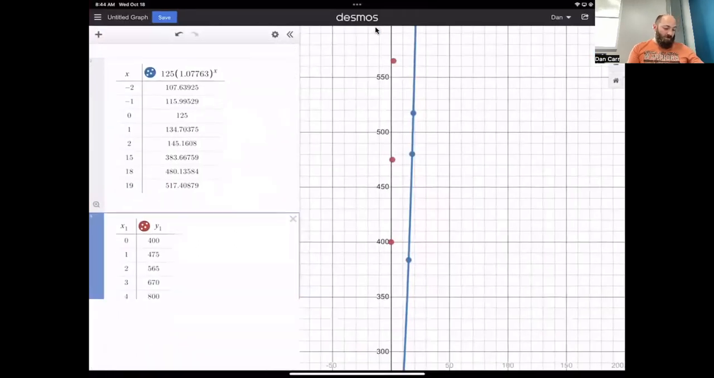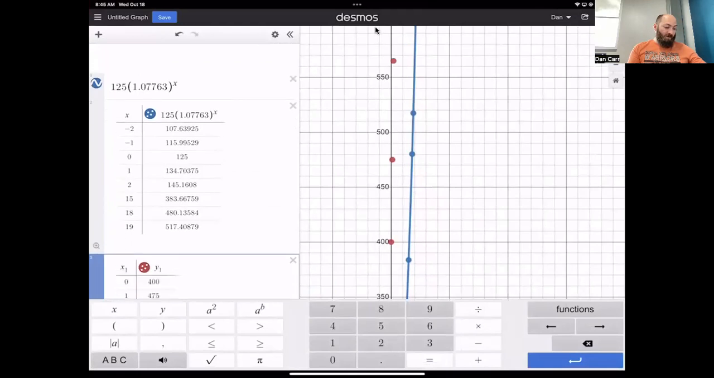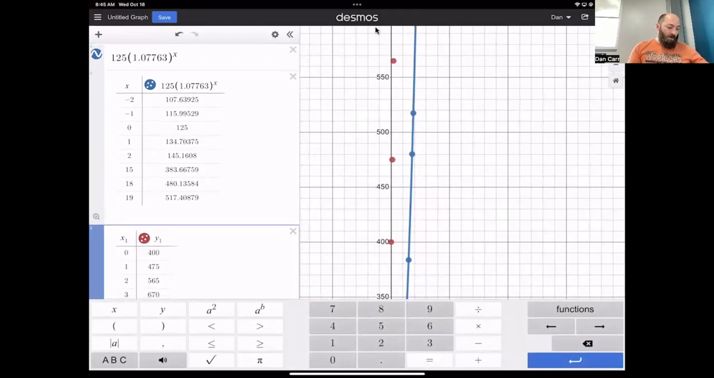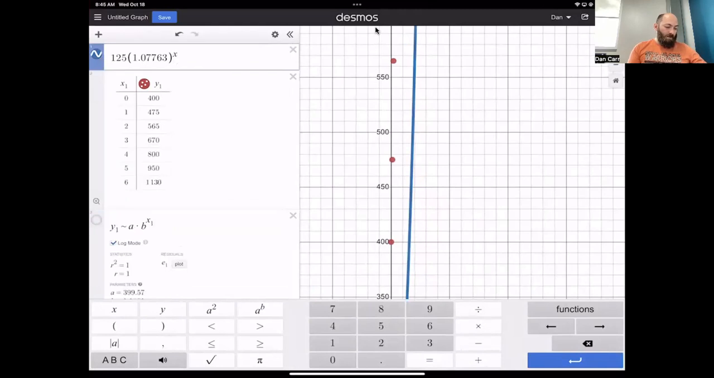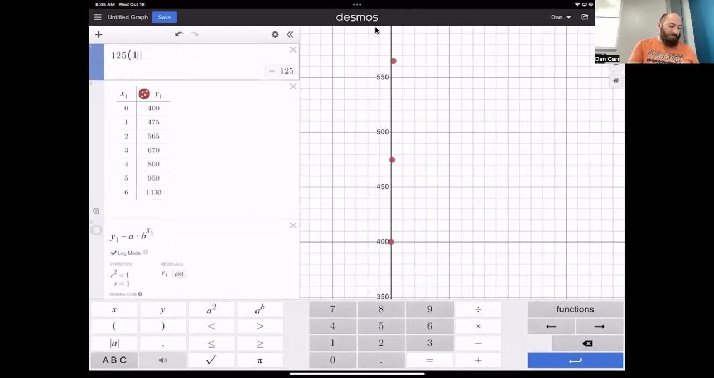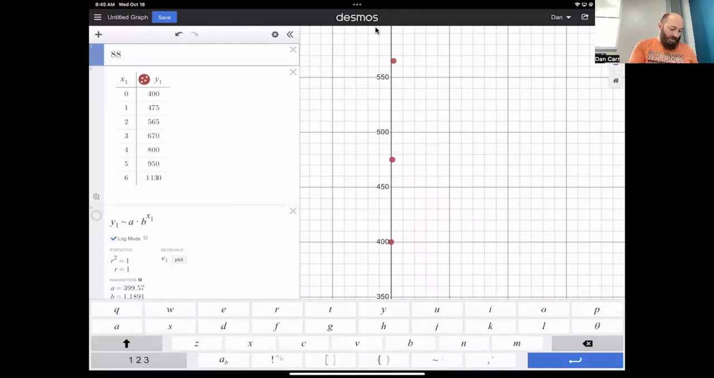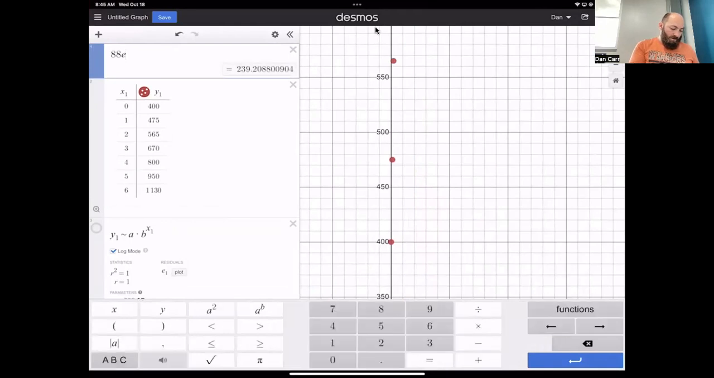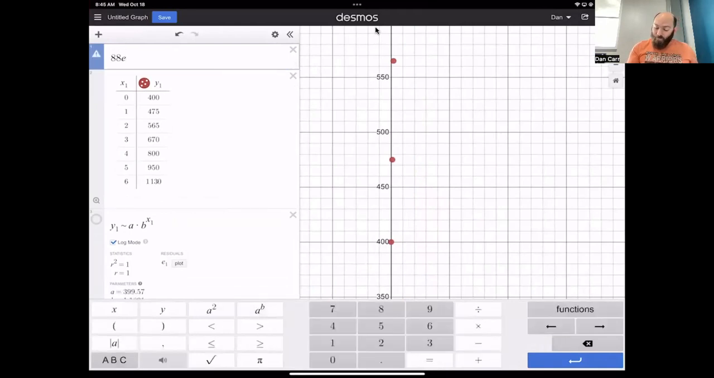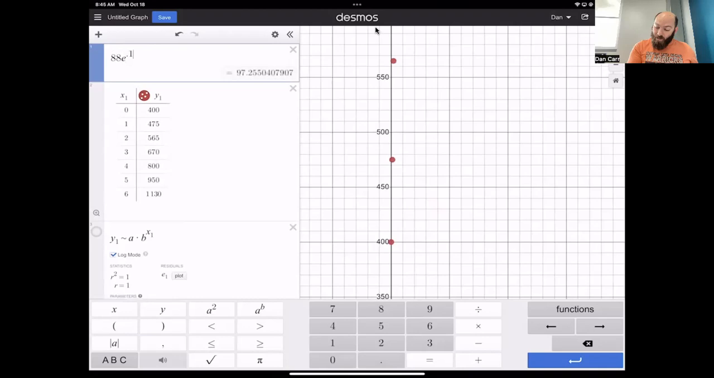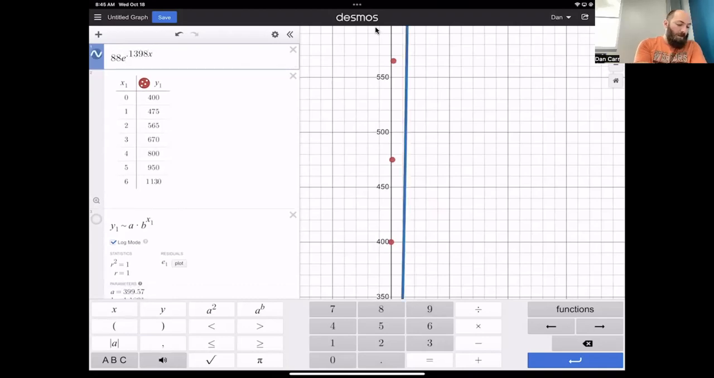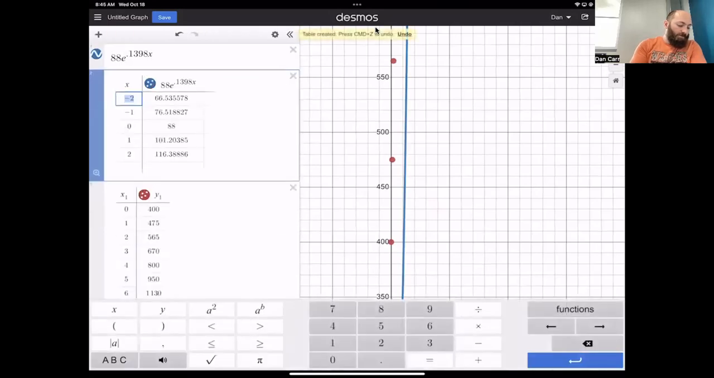So go to Desmos, which I do not have from earlier. So I'm going to make a new one. It's 88 times e raised to the 0.1398 x. Okay, and I'm going to turn that into a table. So I want to see how many months it takes to get to 500.